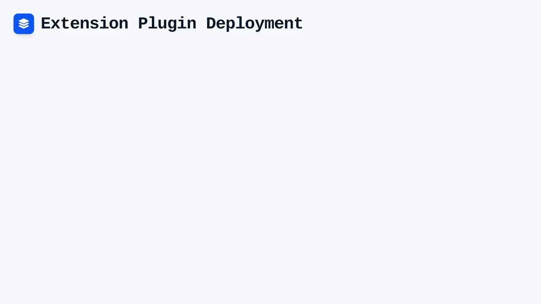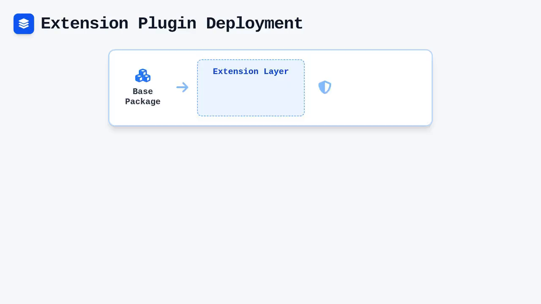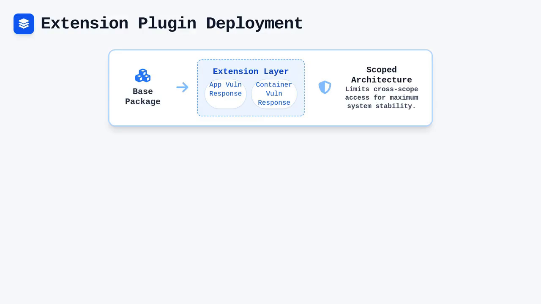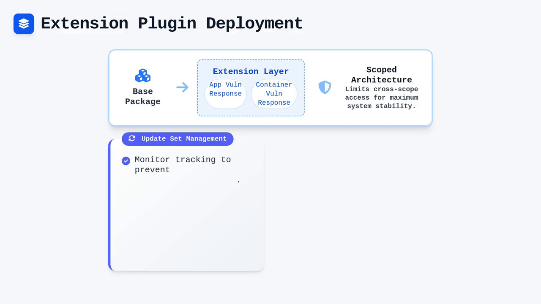Once the foundation is set, you will often find yourself layering extension plugins like Application Vulnerability Response or Container Vulnerability Response on top of the base package. These extensions utilize a scoped architecture that limits cross-scope data access, which is a design pattern intended to maintain system stability. When installing these, always monitor the update set tracking to ensure that your local customizations are not accidentally captured or overwritten by the vendor's baseline modifications.